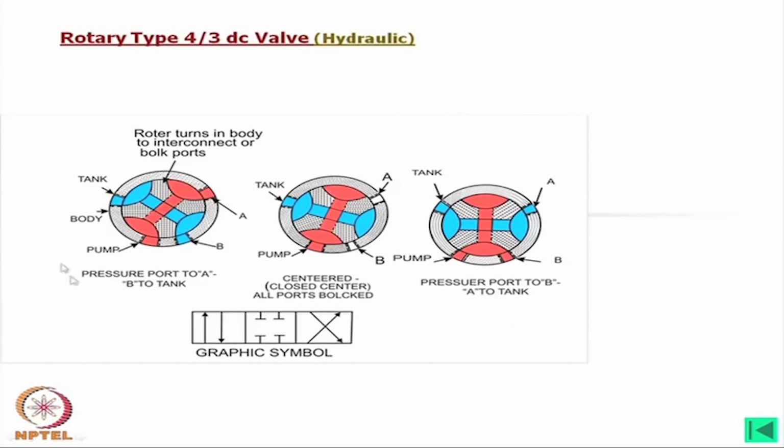Now, this is a 4/3 DC valve, but this is a rotary type. These are not normally used, but still at one point this valve became popular. In comparison to this, the spool valve has better leakage property, that means less leakage. Here there will be more leakage, but this is easy to operate.